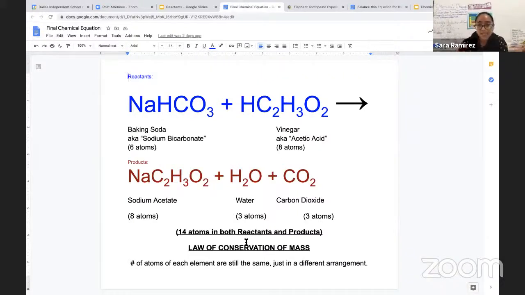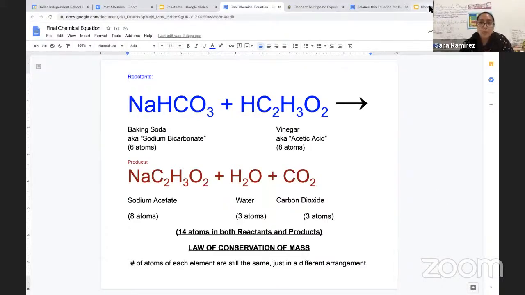Now we talked about balancing equations. So remember, the reactants had 6 atoms for baking soda, 8 atoms for vinegar. So that was 14 atoms total. So that means that there has to be 14 atoms in our products as well. And we can see that there are 8 atoms here in sodium acetate, 3 atoms for water, and 3 atoms for carbon dioxide. So if we add all those together, we do get 14. So that means we do have a balanced equation, and it does follow the law of conservation of mass. So that's just how we would demonstrate the baking soda and vinegar experiment.